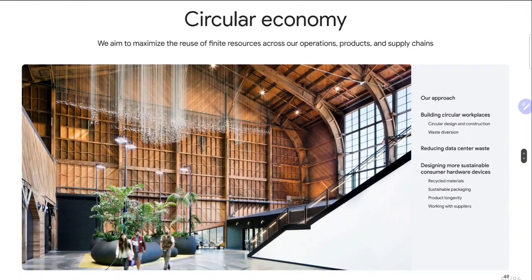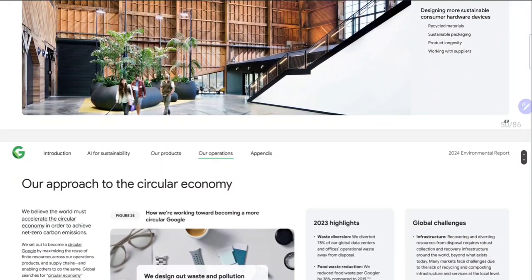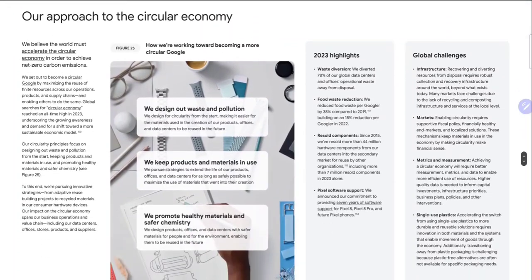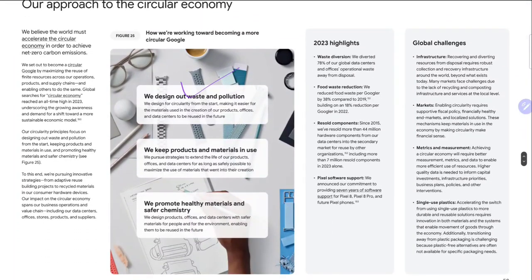Circular economy, what the company is doing with respect to that. So maximizing the reuse of finite resources across the operations, products and supply chain. So what is covered here, we see that circular economy. So we design out the waste and pollution. So circular economy has been applied to the different phases of the life cycle of the waste actually.